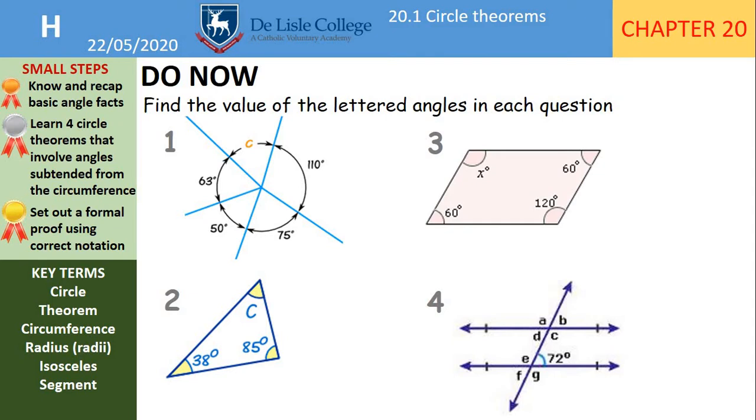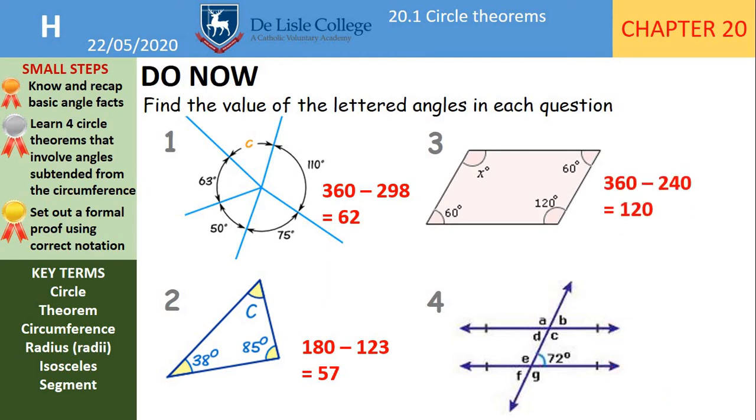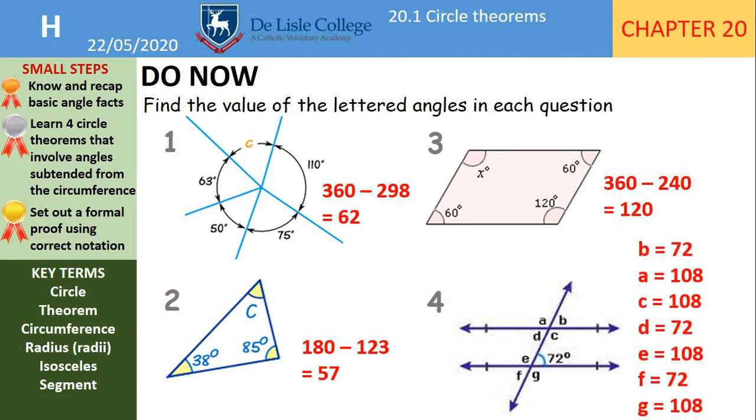Answers then. Question 1. We should have 62 degrees due to angles around a point. Question 2. We should have 57 degrees due to angles in a triangle. Question 3 is 120 degrees due to angles in a quadrilateral. And question 4, you can see all of those angles. These are angles on parallel lines, and there'll be a variety of rules that you will have used.